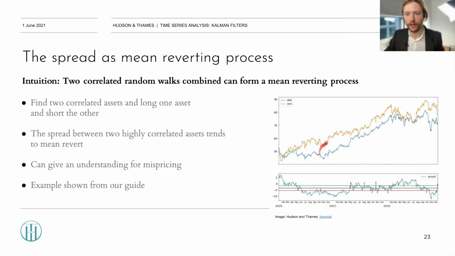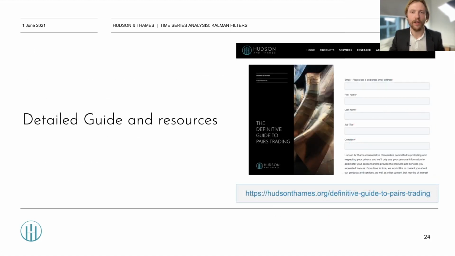Here, you can see the spread between these two assets. And you can see that the time series tends to go back to this middle line here. This is what is meant by mean reverting. If you're further interested in pairs trading, I can definitely recommend this extensive guide about pairs trading here.